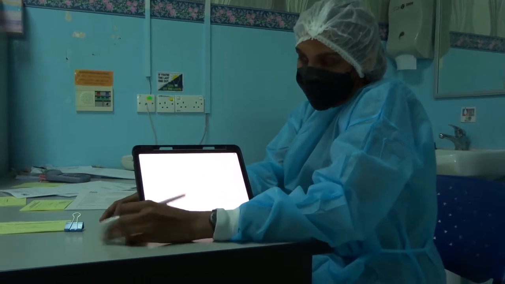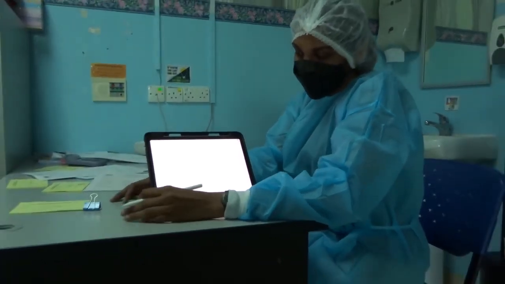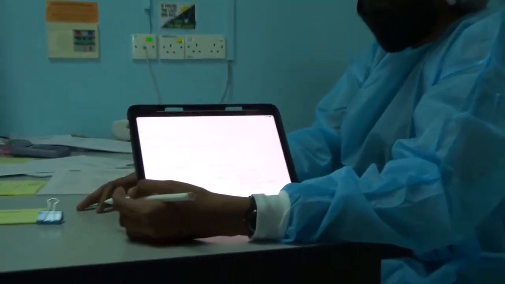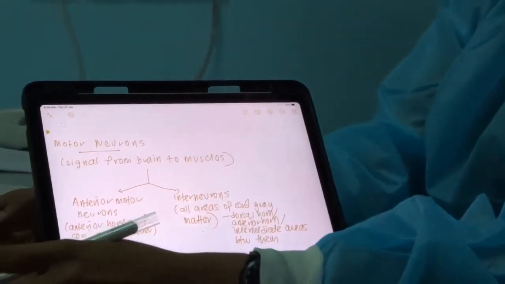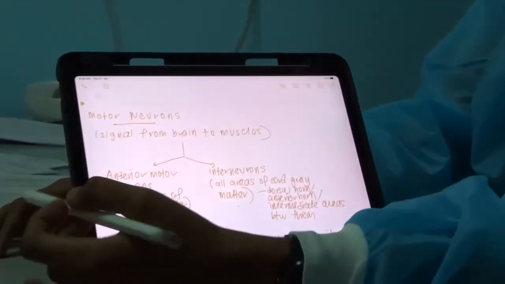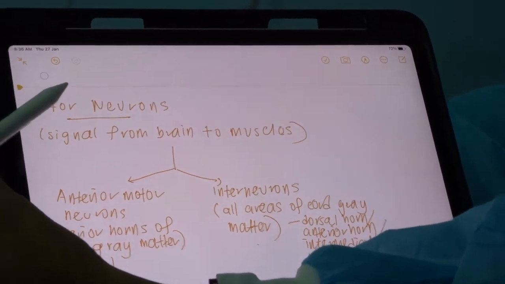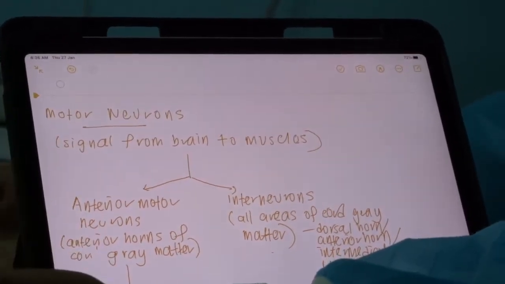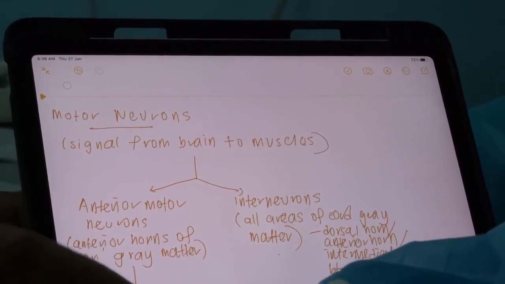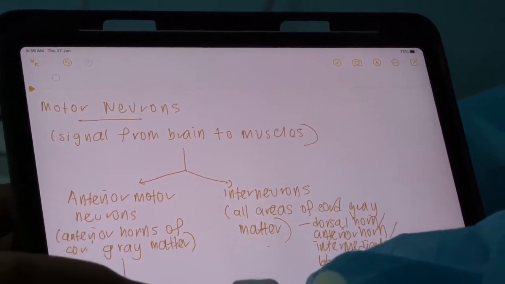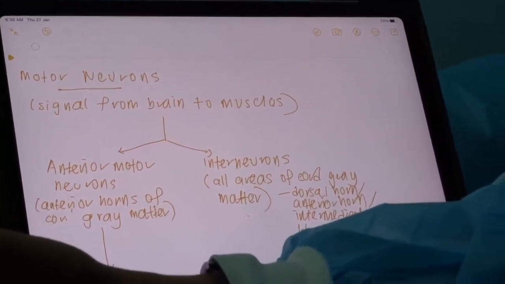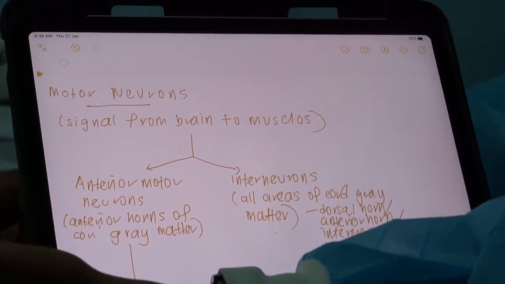Before I talk about the muscle spindle in further detail, I'll talk about motor neurons, and how the signal is transmitted from the brain to the muscles for muscle coordination. The first thing I'm going to talk about is the motor neuron. It's a nerve cell that passes the signal from the brain to the muscle for muscle coordination. There are two types of motor neuron. The first one is the anterior motor neuron.